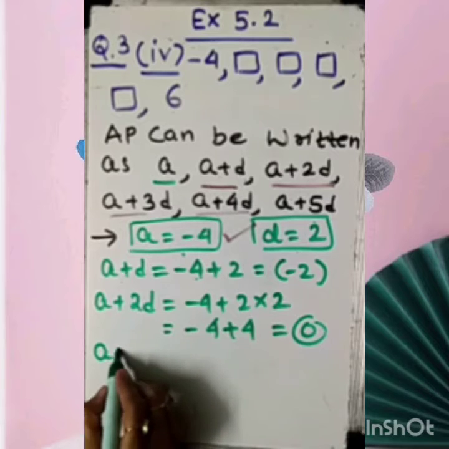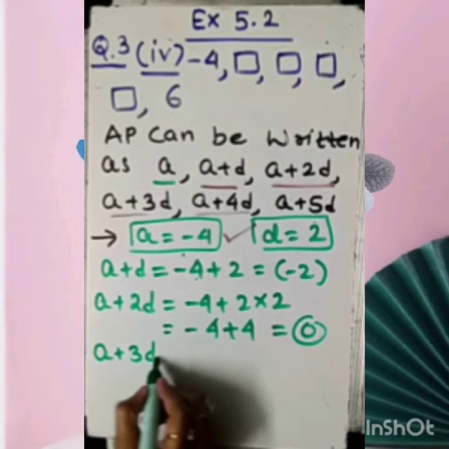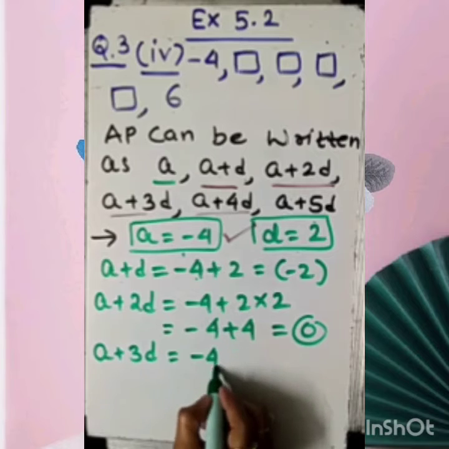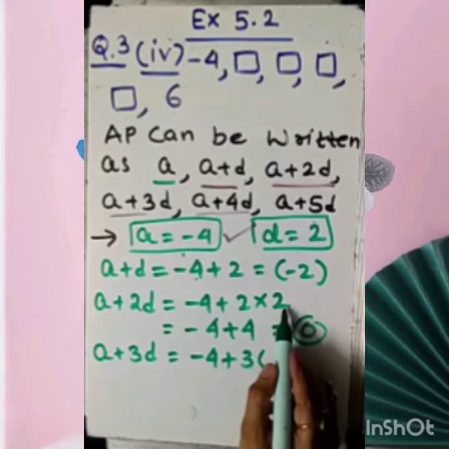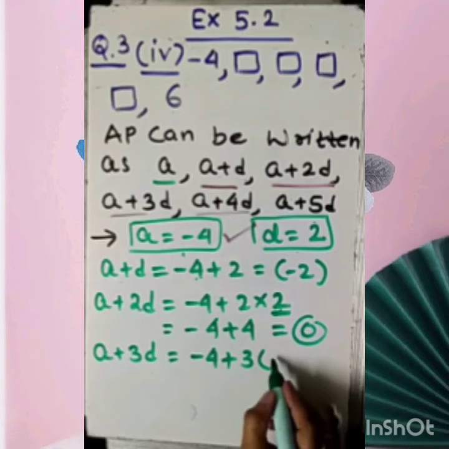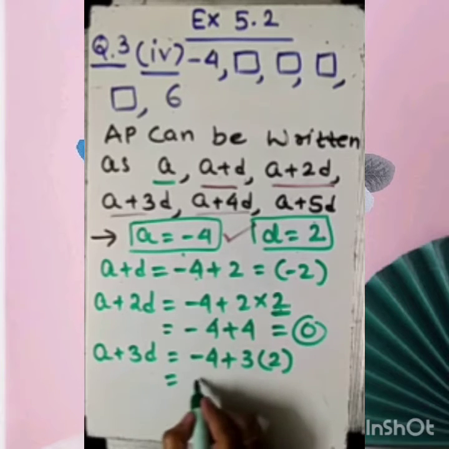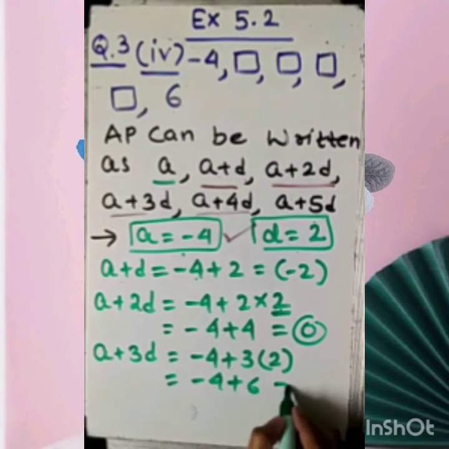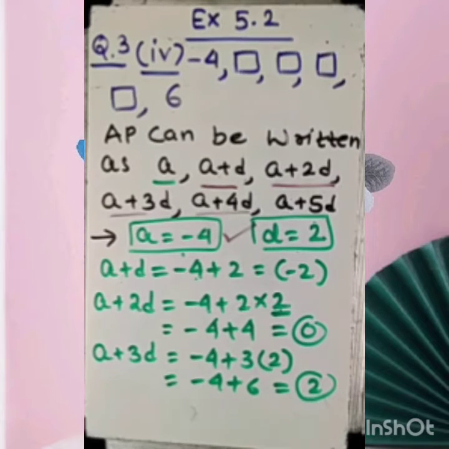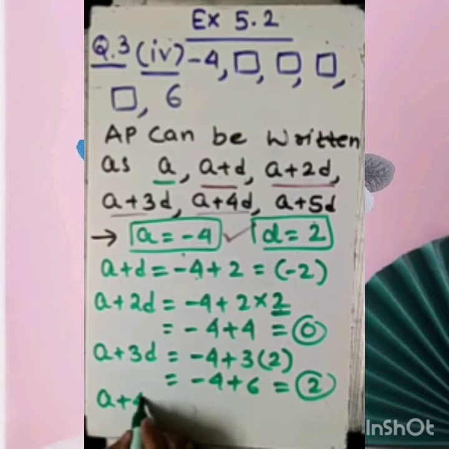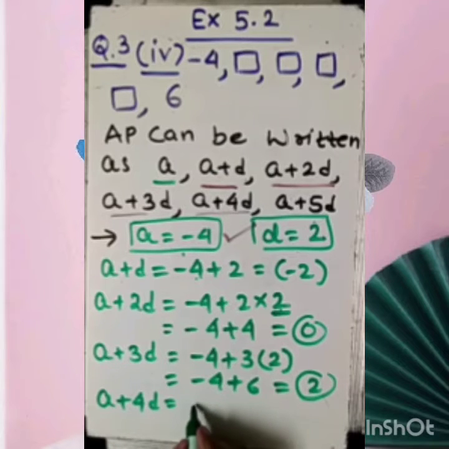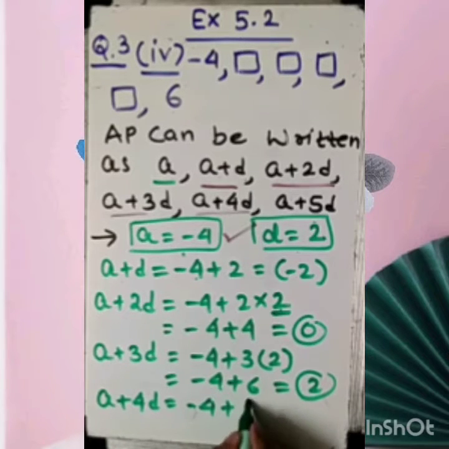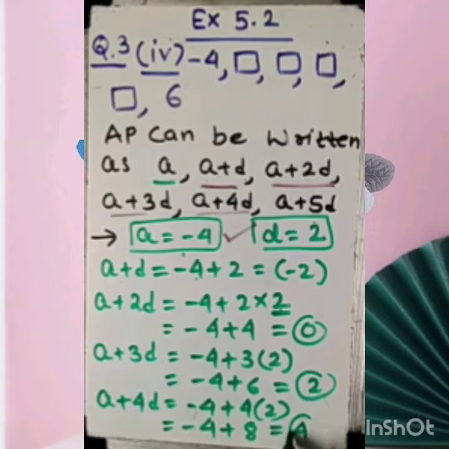Next, I want to find the value of A plus 3D. So -4, 3 into D. The value of D is 2, as I have applied here. 3 twos are 6. -4 plus 6 is 2. Now one more is there, A plus 4D. So what we have to do for that? -4 plus 4 into 2. So -4 plus 4 twos are 8. -4 plus 8 is only 4.